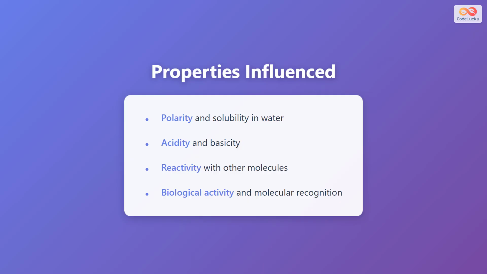Functional groups influence many important molecular properties. They affect polarity and solubility in water. Polar functional groups like hydroxyl and carboxyl make molecules more water-soluble. They determine acidity and basicity. Carboxyl groups donate protons and are acidic, while amino groups accept protons and are basic. They control reactivity with other molecules. Different functional groups undergo different types of reactions. And they influence biological activity and molecular recognition. In living systems, functional groups allow molecules to be recognized by enzymes and receptors, enabling all of biochemistry.